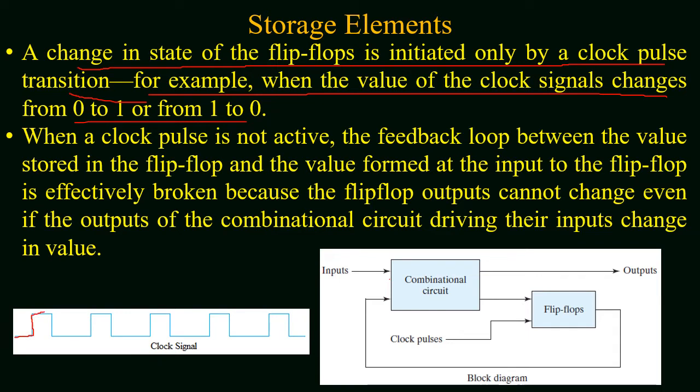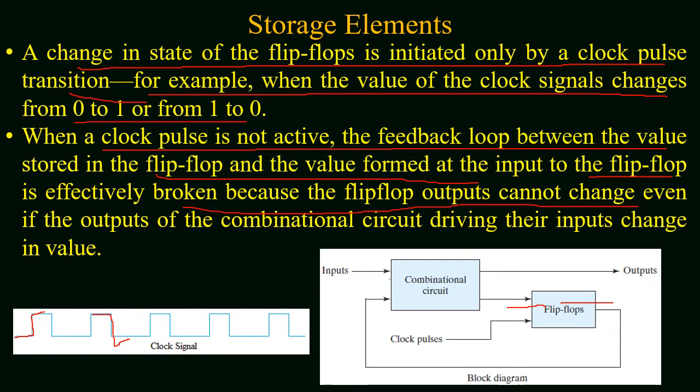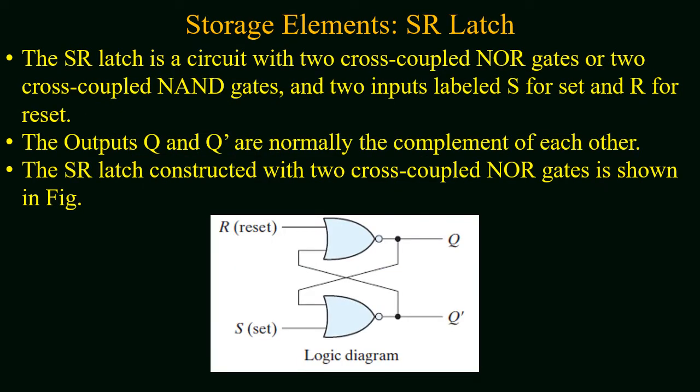When a clock pulse is not active, the feedback loop between the value stored in the flip-flop and the value formed at the input of the flip-flop is effectively broken, because the flip-flop output cannot change even if the outputs of the combinational circuit driving their inputs change in value. Thus, the transition from one state to the next state occurs only at the predetermined intervals dictated by the clock pulses. Now we will study about the latches, and we will start with SR latch.